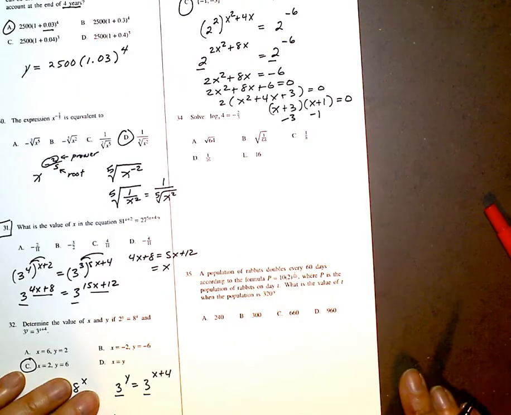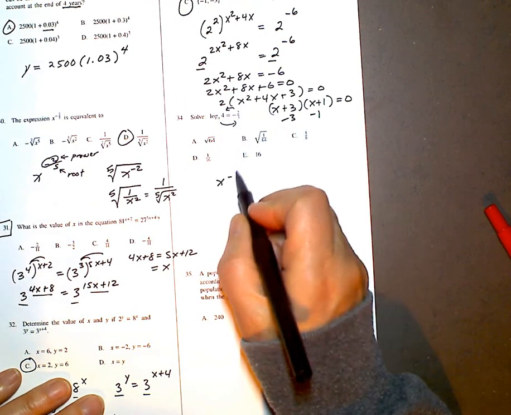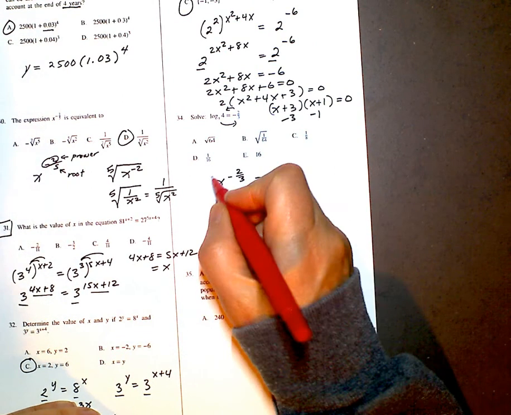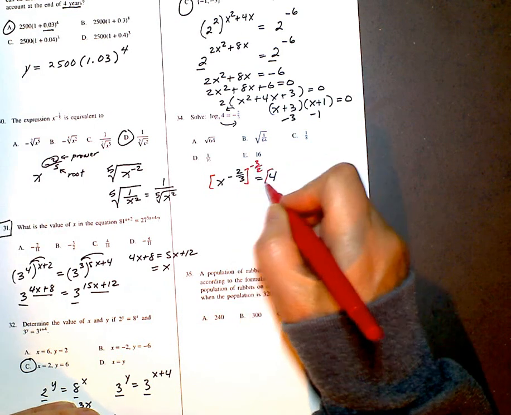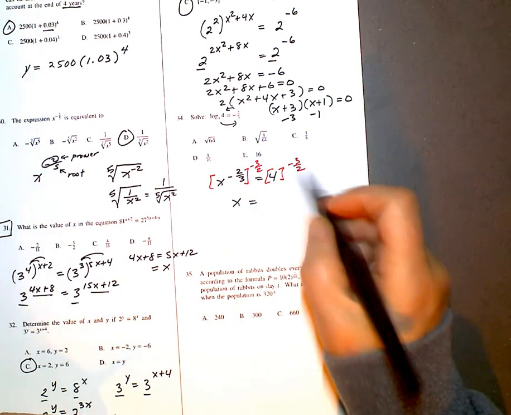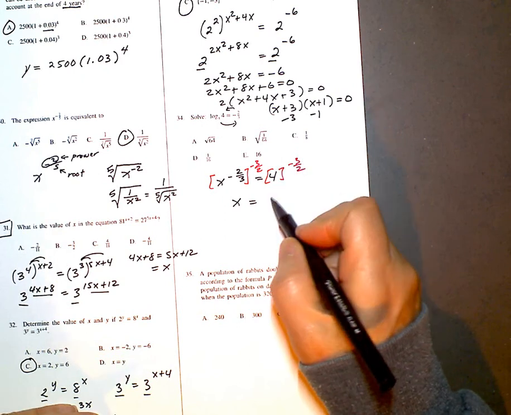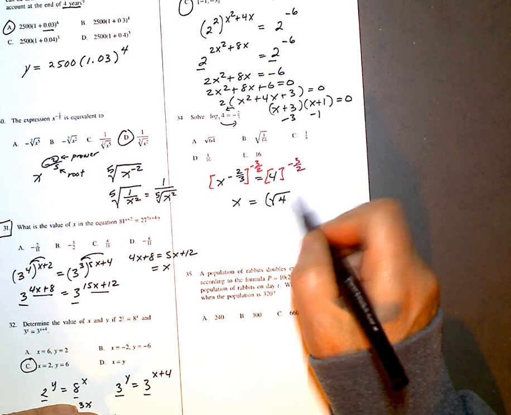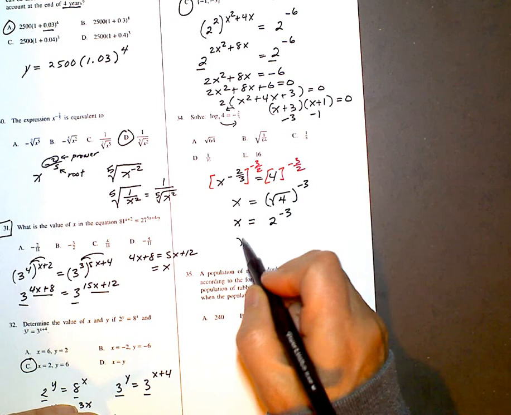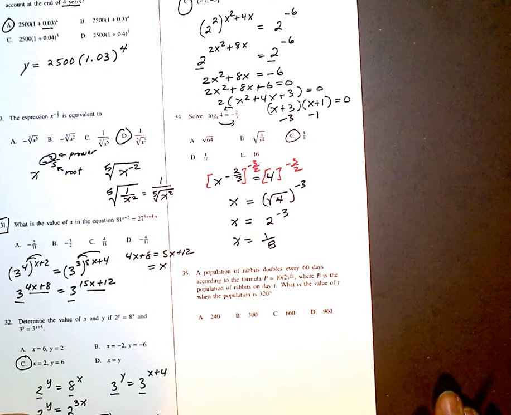Okay, solve this equation. So x to the negative 2/3 is equal to 4. Raise both sides to the negative 3/2 power. So I get x to the first is equal to 4 to the negative 3/2. So that says take the square root of 4 and raise it to the negative 3. So x is 2 to the negative 3, which is the reciprocal of 2 to the third, or 1/8, and that's choice C.